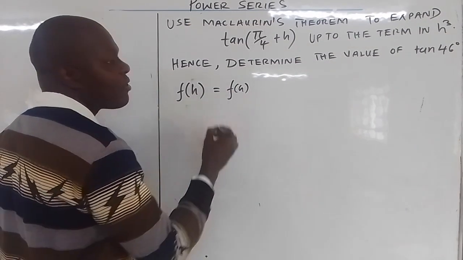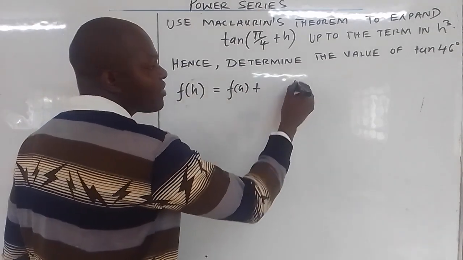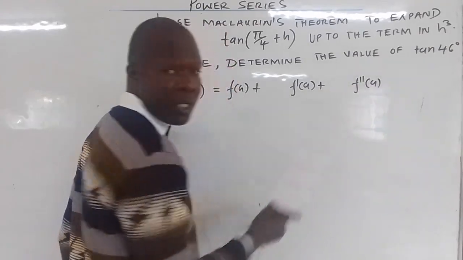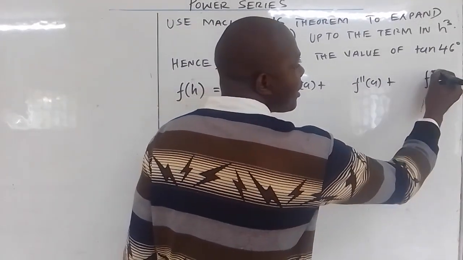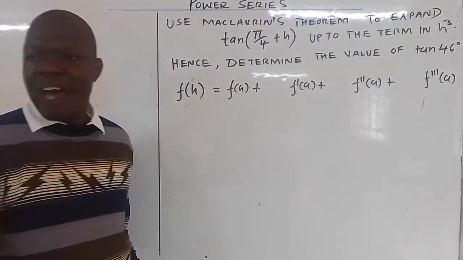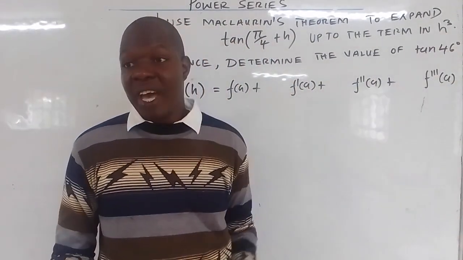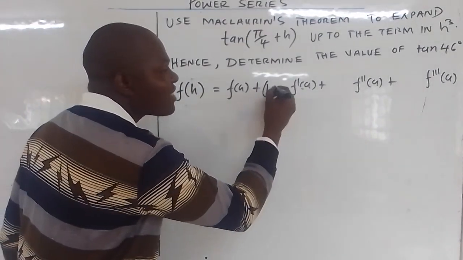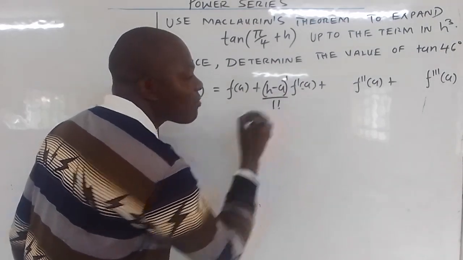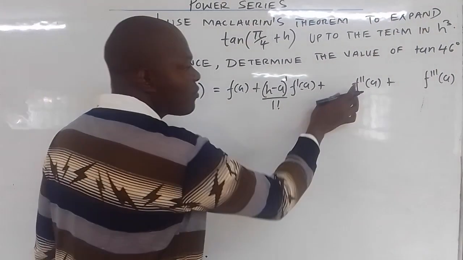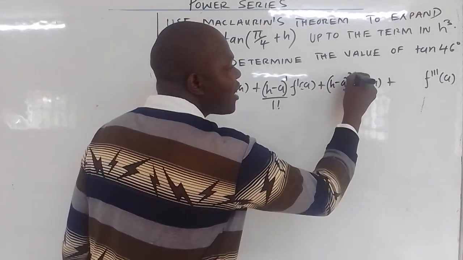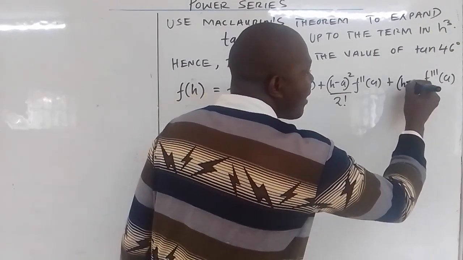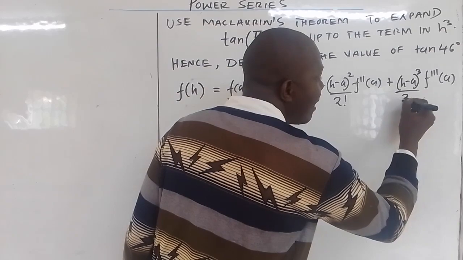So we have f of a, then plus, you leave a space, f prime of a, then plus, you leave a space, f double prime of a, then plus, you leave a space, f triple prime of a. So once you've done that, when you have f triple prime, that is where you have the h cubed. When you differentiate for the first time, that is h minus a raised to power 1 over 1 factorial. When you differentiate for the second time, that is h minus a squared over 2 factorial. If you differentiate for the third time, that is h minus a raised to power 3 over 3 factorial.